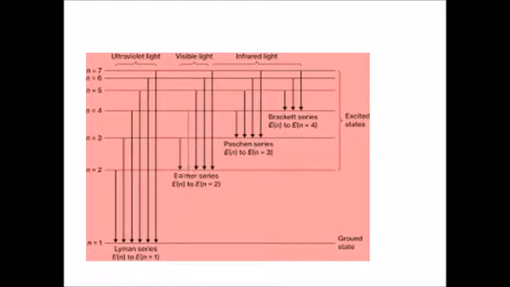Now, in the Balmer series the jump is from n equal to 7 to n equal to 2. Again, that is a visible region. In the infrared region, you will see the Paschen series of spectral lines, from n equal to 7 to n equal to 3. In the Brackett series, it is from n equal to 7 to n equal to 4. In the Pfund series, which we haven't shown here, it is from n equal to 7 to n equal to 5.